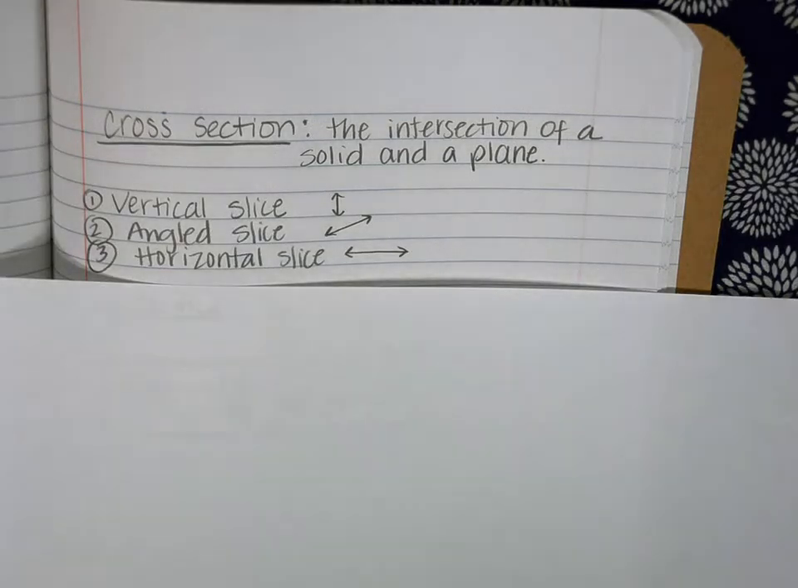Okay, so cross section is the intersection of a solid and a plane. So remember that plane is like that flat piece, right? You can have a vertical, that's up and down slice, an angled slice, or a horizontal. Horizontal. Remember horizontal is flat, like the horizon. Okay? And let's see. I'm going to show you, I think you guys are familiar with a sphere, right? Everyone knows what a sphere is? Okay.